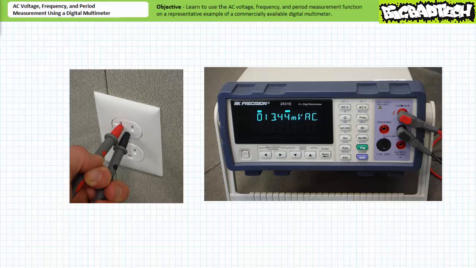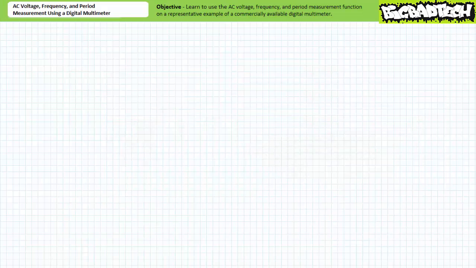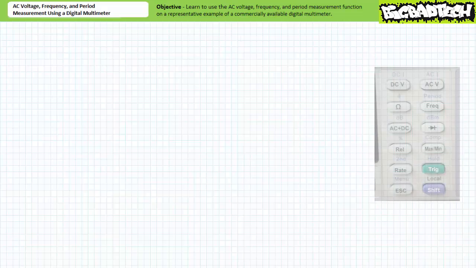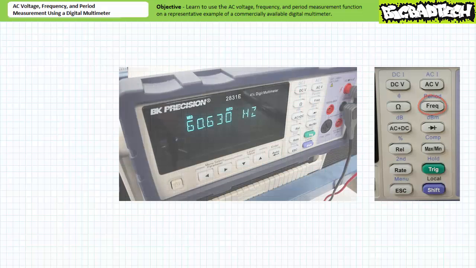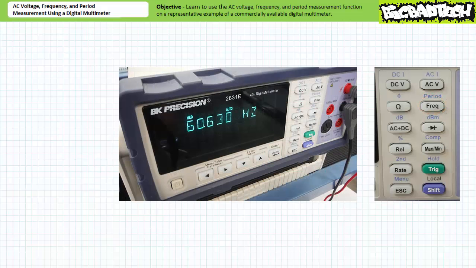While we're here, let's measure the frequency and period of this AC voltage waveform. Returning the leads to the hot and neutral connection, we can place the DMM in frequency measurement mode by pressing the freq function button immediately below AC voltage. As anticipated, this AC waveform has a frequency of approximately 60 Hz.